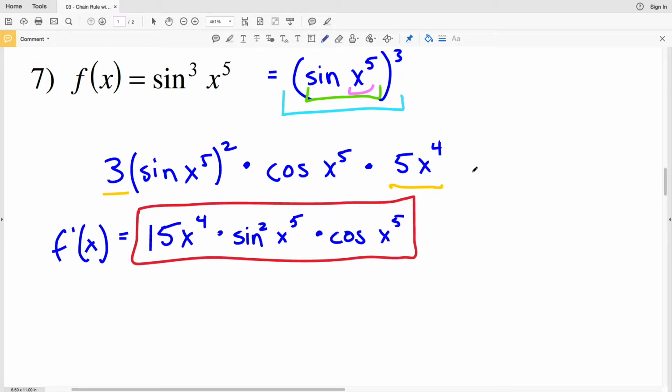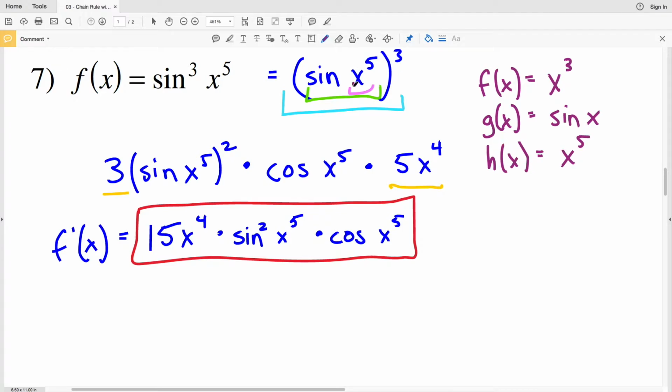However, because we applied the chain rule 3 separate times, if you want to, you can write that down. Essentially, we set f of x as x cubed. That was our outermost function. Then g of x we set as the sine of x. That was our next function. And then our innermost function, h of x, we set as x to the fifth. So we took the derivative of f of g of h of x, multiplied that by the derivative of g of h of x, and then multiplied that by the derivative of h of x.